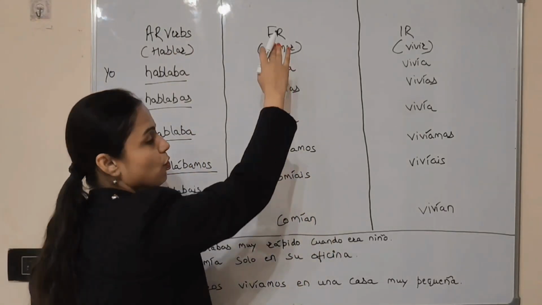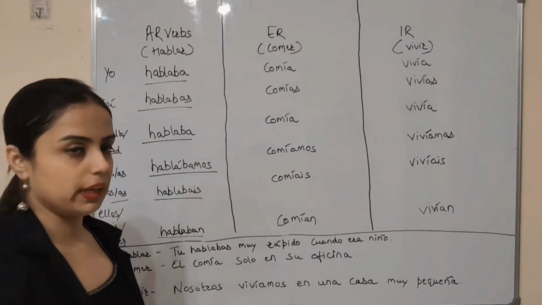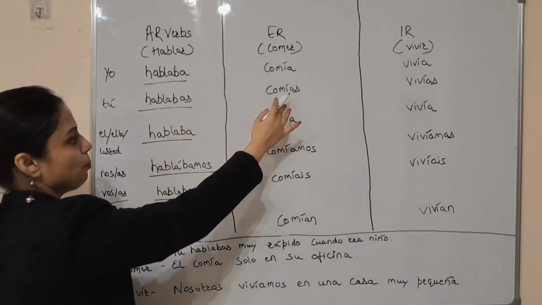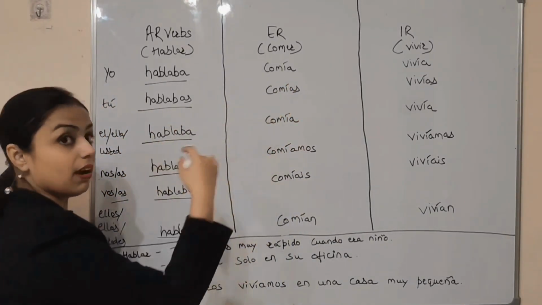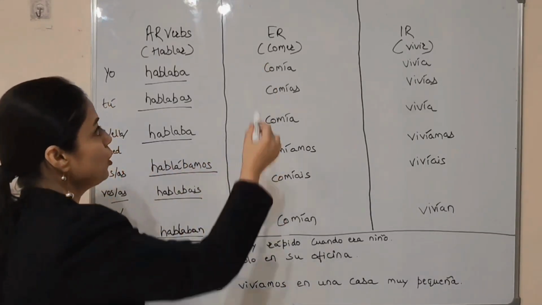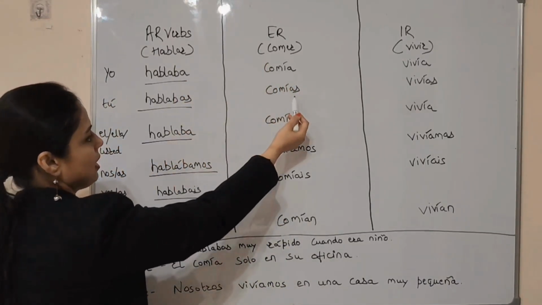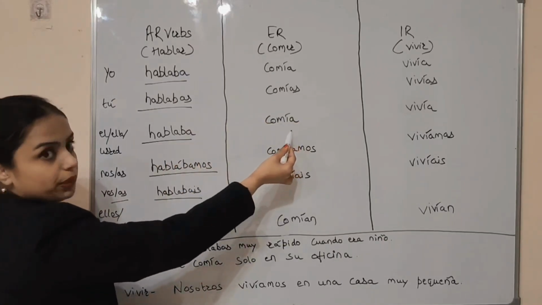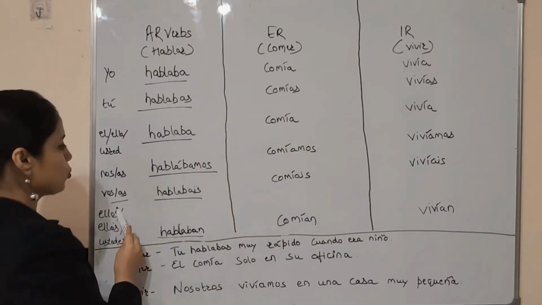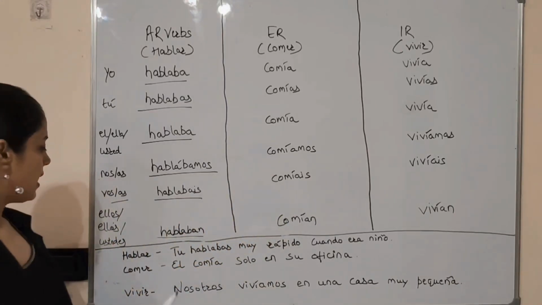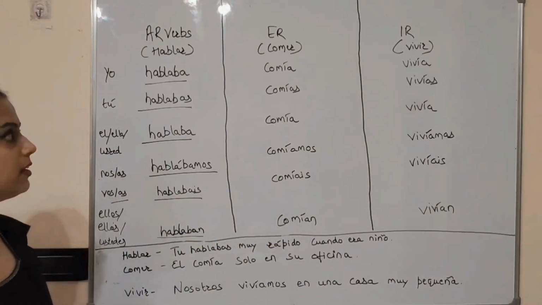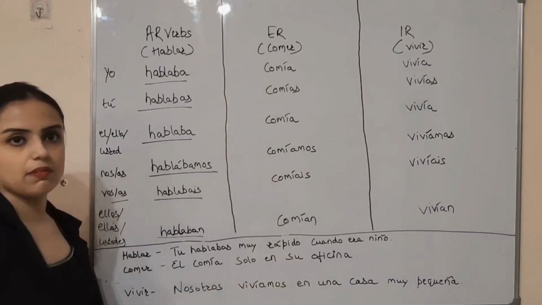Then the conjugation for ER verbs, por ejemplo, comer. So, yo comía, tú comías, él, ella, usted, again comía. So first person and third person will be the same. Then nosotros, nosotras comíamos, vosotros, vosotras comíais, and ellos, ustedes comían. Vale? So this is the conjugation for ER verbs.